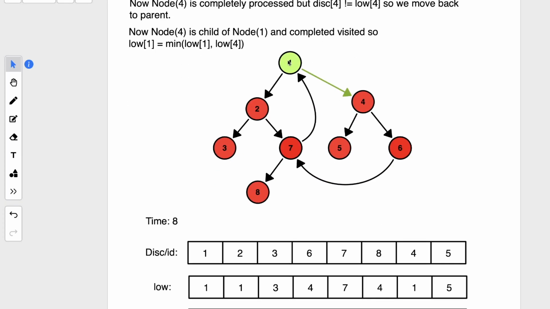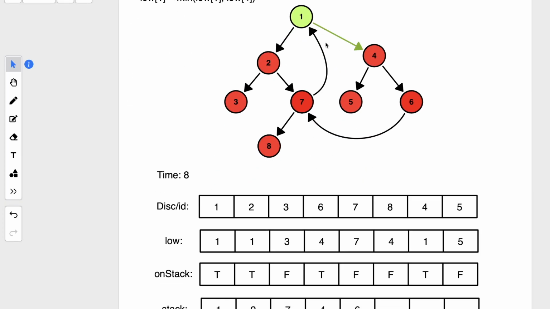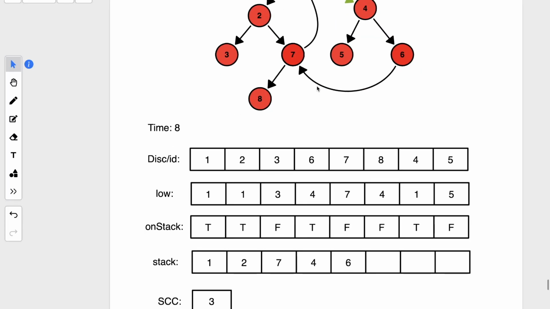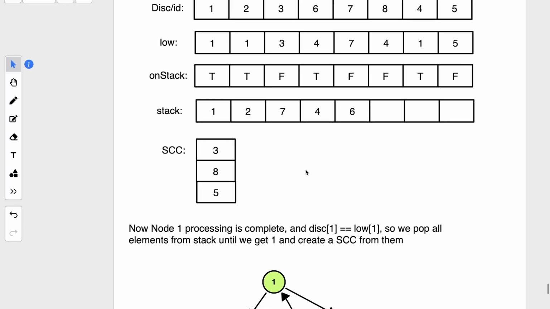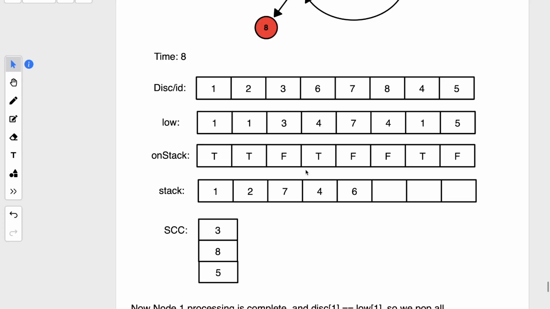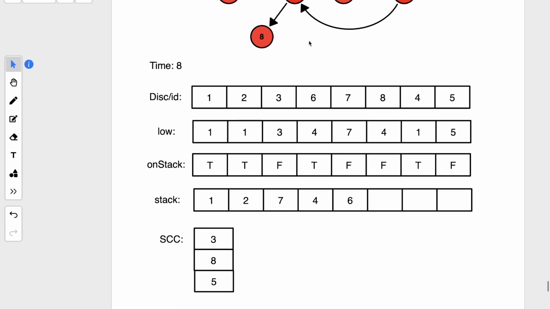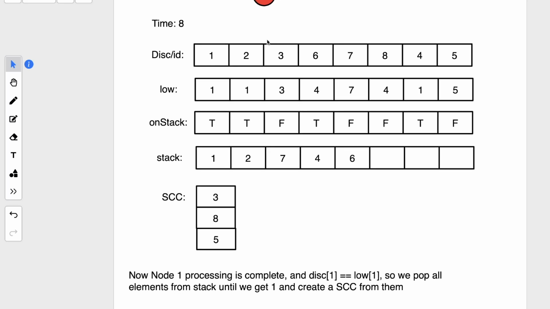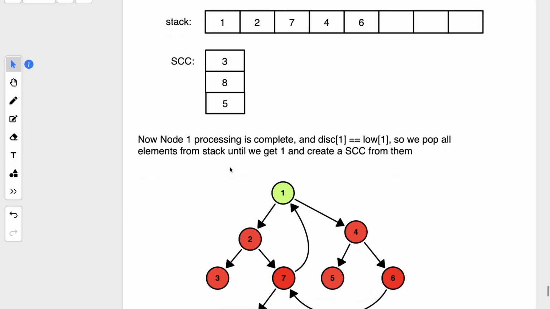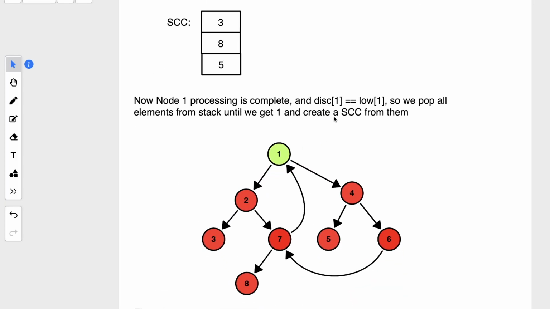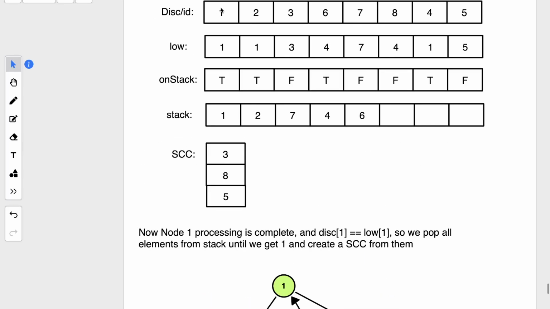So now we finally come back to 1. From 1 we again do the same thing. We'll first compare the discovery and low value of 4 and 1. And as we see, 1 is the parent element we started with, right? So its discovery and low values are both 1 and the lowest, so there is no change happening, and now the processing of 1 will be complete. As we see, the discovery of 1 is equal to low of 1, because both are 1, right?